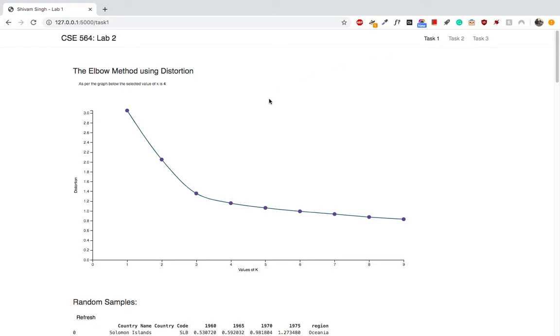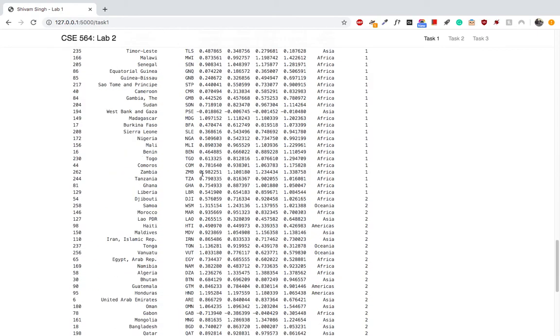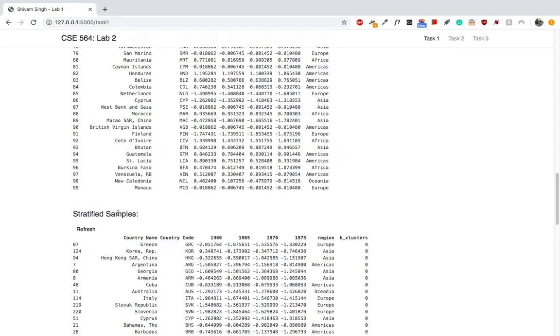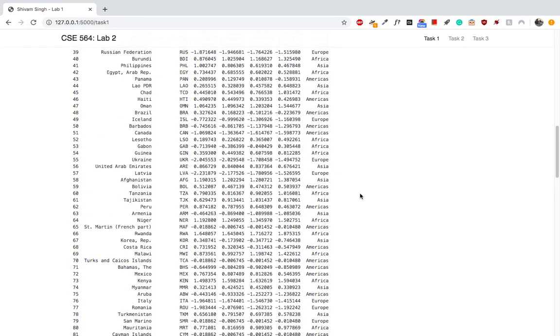Now the first task is related to data clustering and dissemination. In this task, I have implemented two different kinds of sampling, random sampling as well as stratified sampling. Now, random sampling is implemented such that each sample has an equal probability of being chosen.